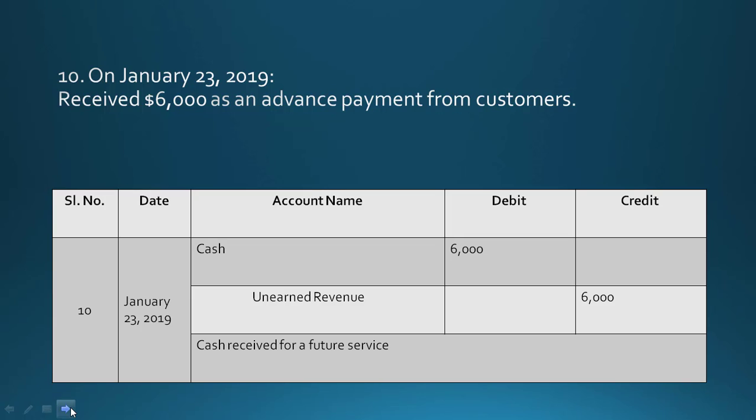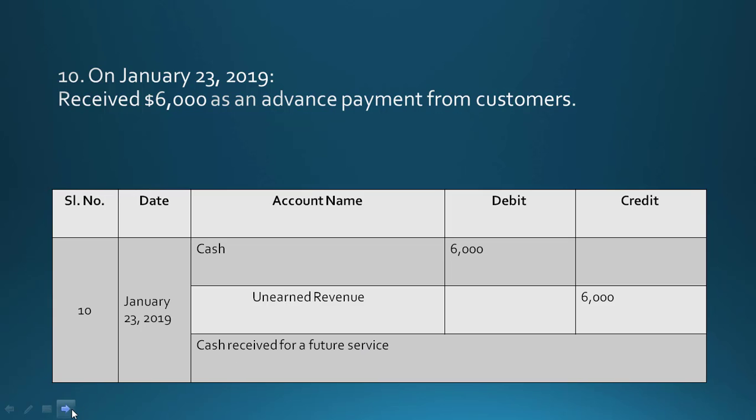Unearned revenue is actually something which a revenue is not yet earned, but it's in a process because you have received the cash and you have promised that you'll provide the service. So this revenue is not yet earned. So you will put it as unearned revenue. So the journal entry will be cash debit by $6,000 and unearned revenue credit by $6,000. And you put a comment that cash received for a future service, that on a future date you'll provide that certain service.